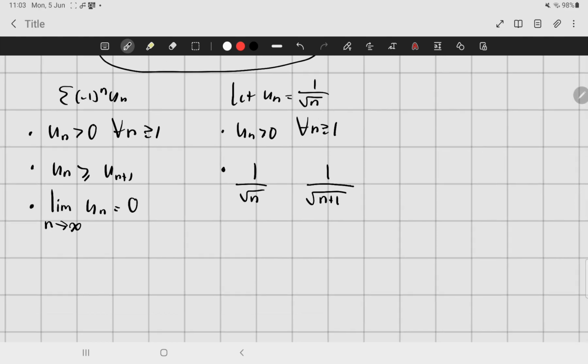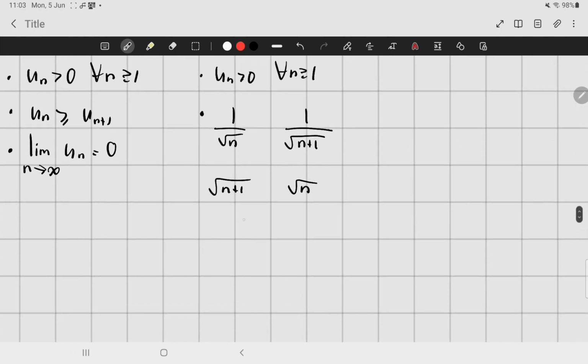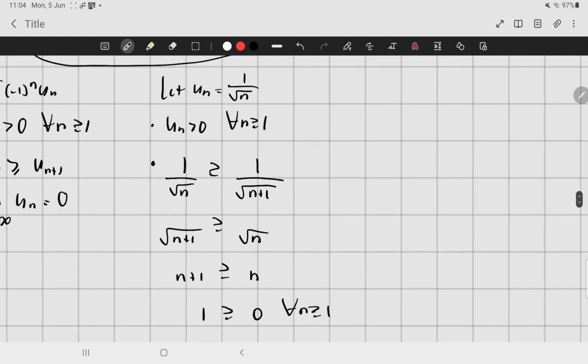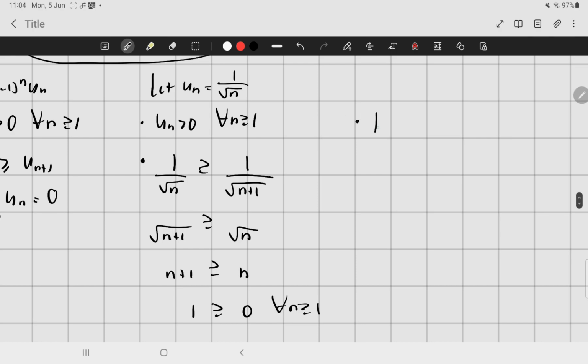So let's multiply both sides with the respective denominators, and we will have n plus 1 and the square root of n. Square both sides, you have n plus 1 and n, then you are left with 1 and 0. So as you can see here, our left hand side will always be larger or equal to the right hand side. It's still true. So from the beginning up until here, it is true for all n larger or equal to 1. Okay.